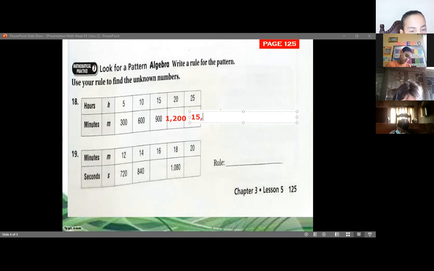15, that's right. So 1,000, 1,500. Okay, I'm going to explain this rule. You can do it in that rule. Use the rule to find the numbers.